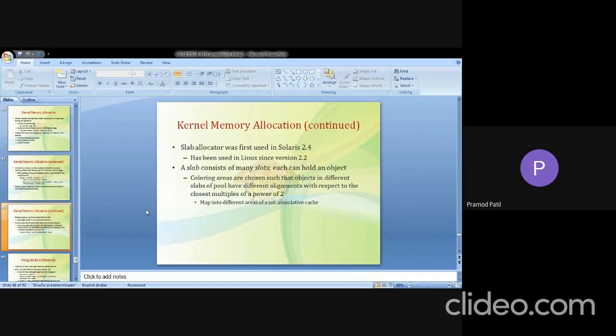Then they map into different areas of the set associative cache. Set associative cache means there are various cache organizations we have, like set associative cache, associative cache, direct cache; these cache accessing methods are available. So this is going to map for the set associative cache also.